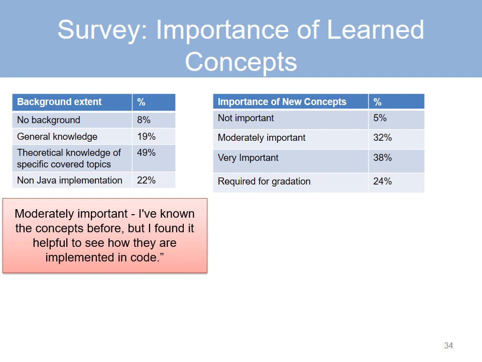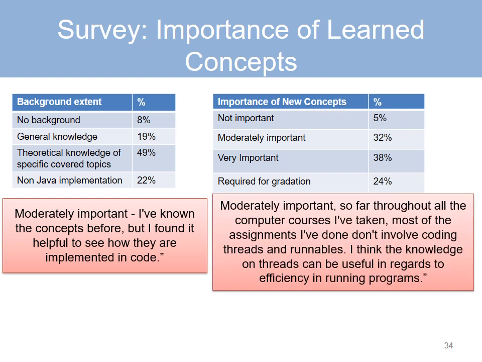So for moderately important, one person's reason was that, look, I knew this stuff before. I found it helpful to see how it's implemented in code, but it's not that important. So this is a good answer for somebody who's seen concurrency before.